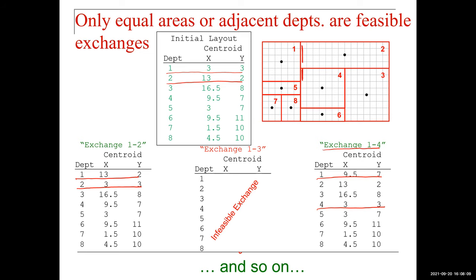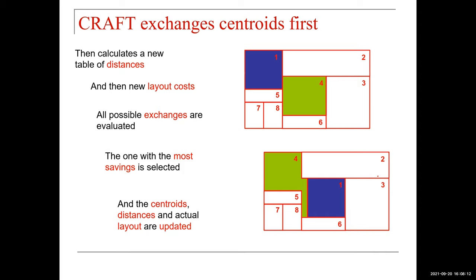Using that information, we are going to calculate a new table of distances and then the new layout cost of all possible exchanges are evaluated. The one with the most saving is selected. And after we got to this point, let's say the exchange in this case is represented by 1 and 4. So let's say this exchange is the one when you move 4 to 1 and 1 to 4, that's the one that gives you the most savings. You select that exchange. And after that, you update the centroid.